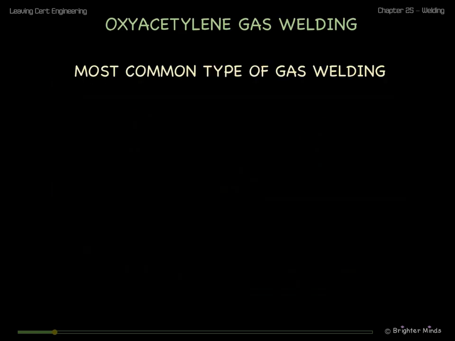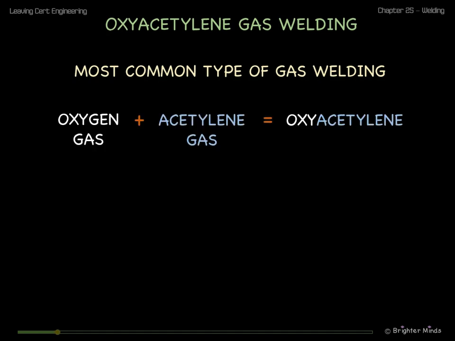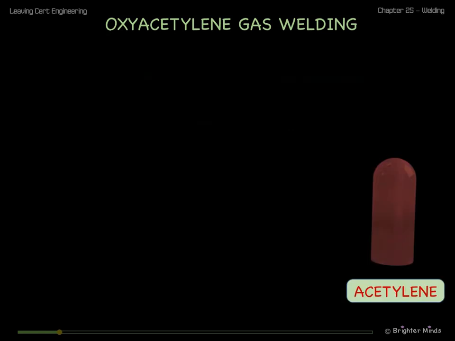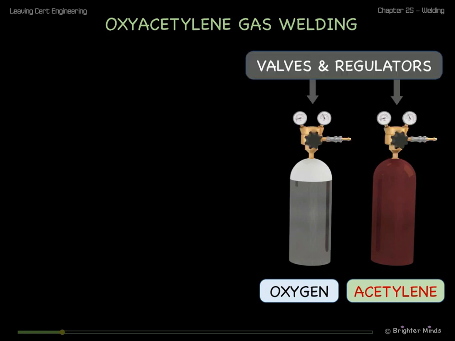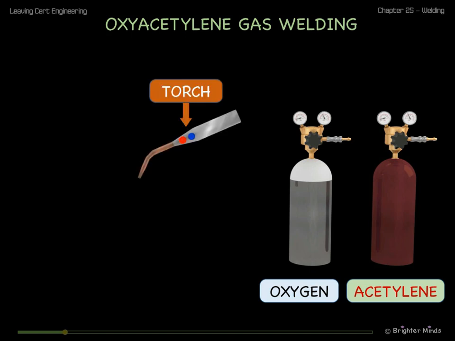Oxyacetylene is the most common type of gas welding. It combines two gases, oxygen and acetylene, to create a very hot flame. Acetylene gas comes in a maroon cylinder. Oxygen comes in a cylinder with a black body or white shoulder. Each cylinder is fitted with a valve and a regulator to control the pressure. The two gases are combined in the torch. The acetylene gas pipe is red. The oxygen gas pipe is blue.